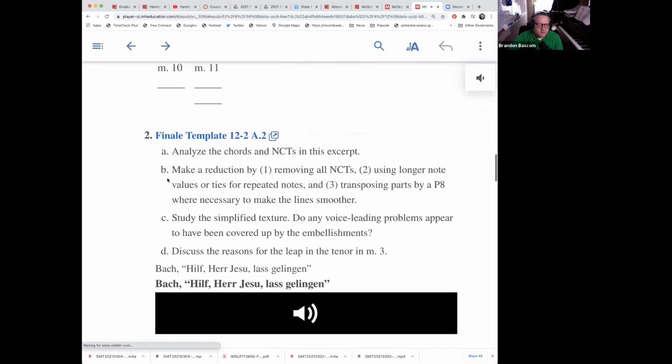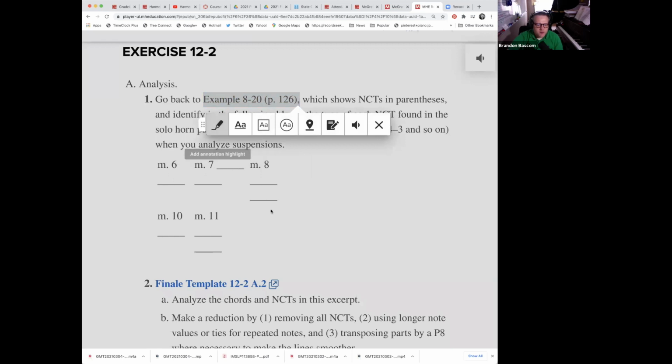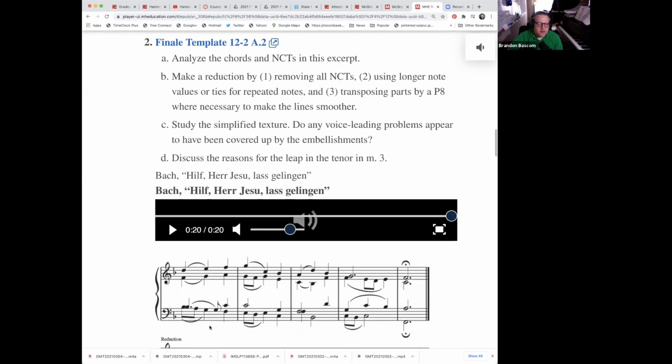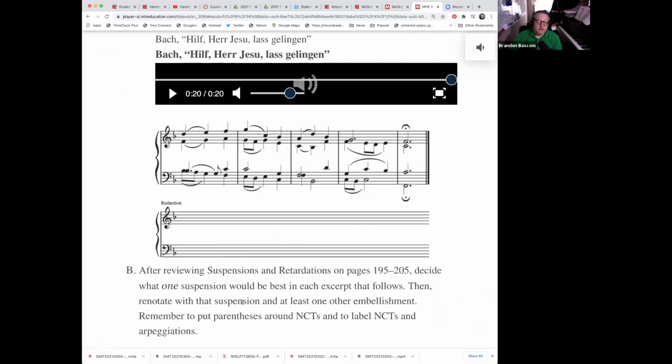So we just want you to answer these questions. Well, they're going to have you go back and do this example 8 in your book. They're going to analyze the non-chord tones and just fill in the blanks with their passing tones or whatever, neighbor, arpeggiations, etc. And then here they want you to analyze this and rewrite a reduction. So it's only 4.5 measures, so I'm fine with that. That's not crazy.